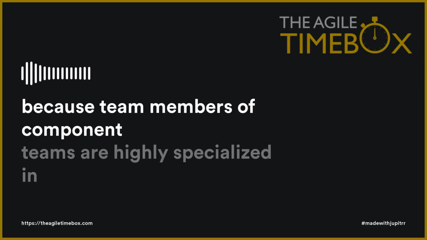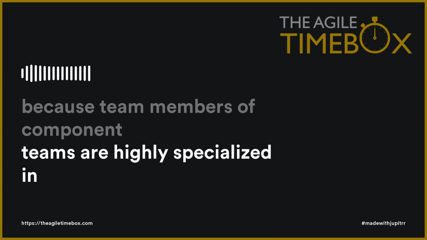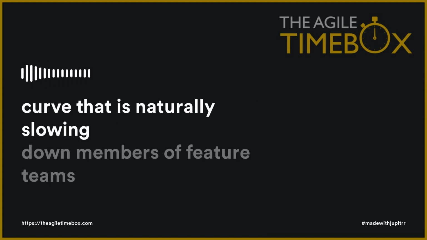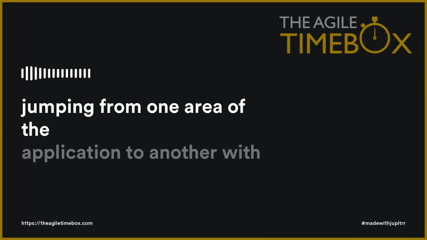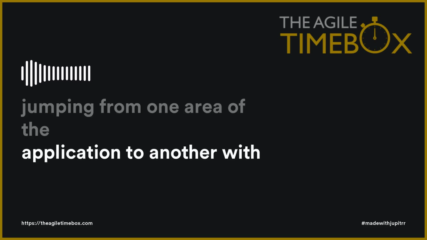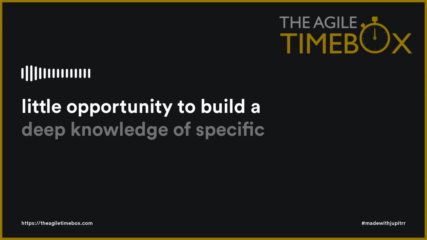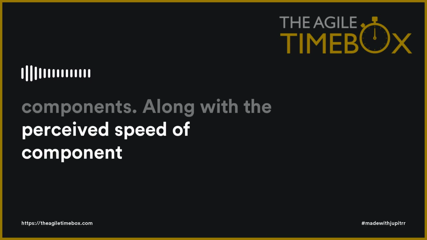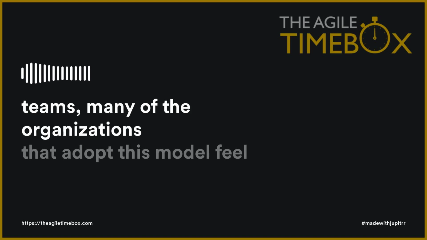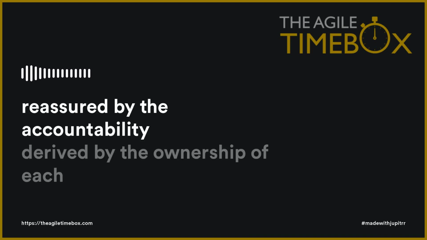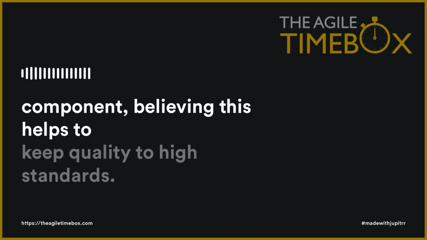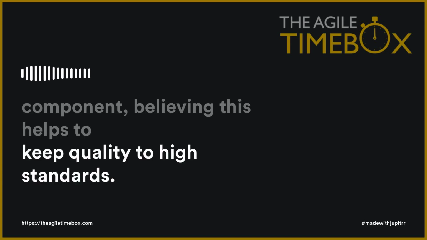Moreover, because team members of component teams are highly specialized in their own domain, their speed is not affected by the learning curve that is naturally slowing down members of feature teams jumping from one area of the application to another, with little opportunity to build a deep knowledge of specific components. Along with the perceived speed of component teams, many of the organizations that adopt this model feel reassured by the accountability derived by the ownership of each component, believing this helps to keep quality to high standards.